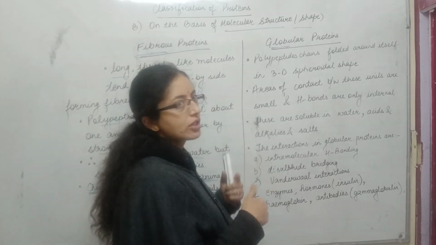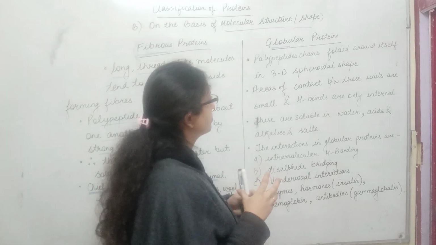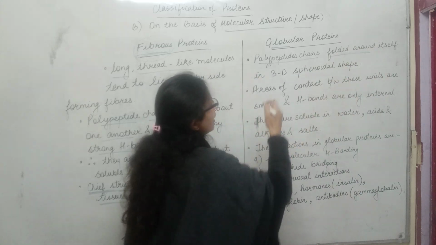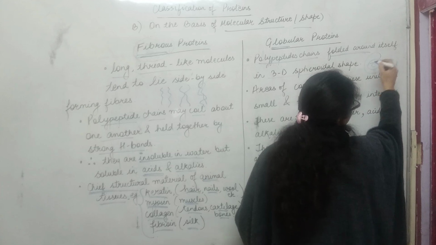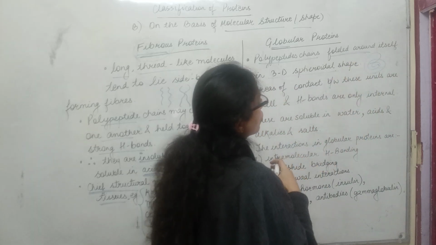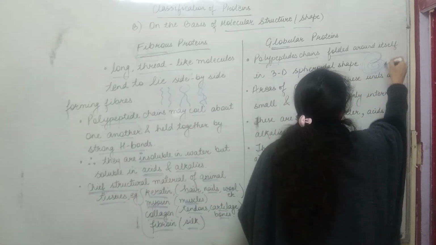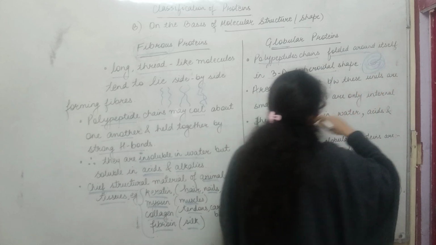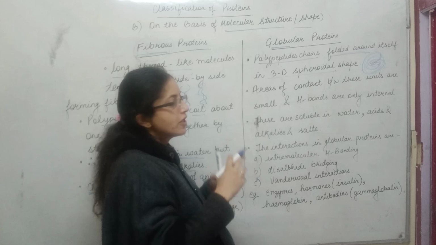Then globular is just the opposite. It is not thread like, it is spheroidal, sphere like. Here the polypeptide chains are folded around themselves in a three-dimensional spheroidal shape. So the polypeptide chains fold in such a way that their shape becomes like a sphere. They are folded around themselves. A polypeptide chain is folded around itself in such a way that it gives a globular or spheroidal shape.